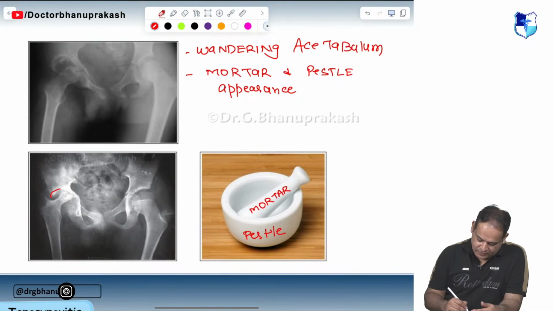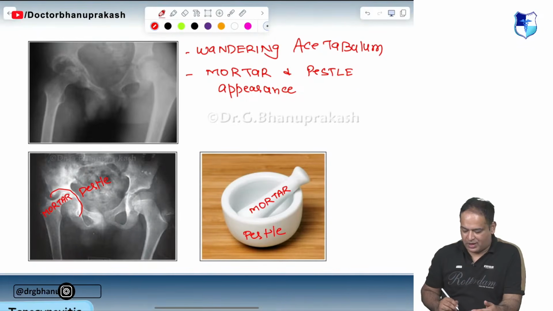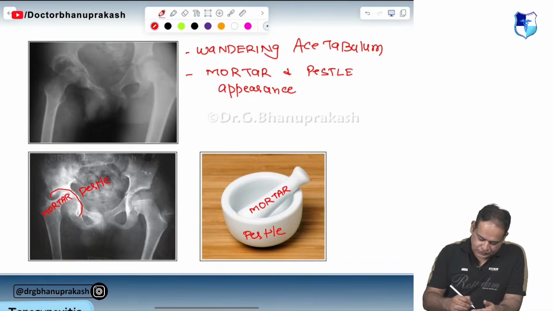So this is mortar and this is pestle. Now here, this is the pestle and this is mortar. Mortar, pestle appearance. Right? You see, this is the pestle.